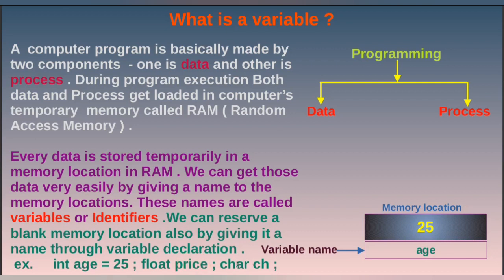Similarly here char ch is also a variable of type character. Means ch is also a blank variable or blank memory location, but it can store only character type of data. Here price is a variable, also the name of a memory location, which can store a float value inside it.